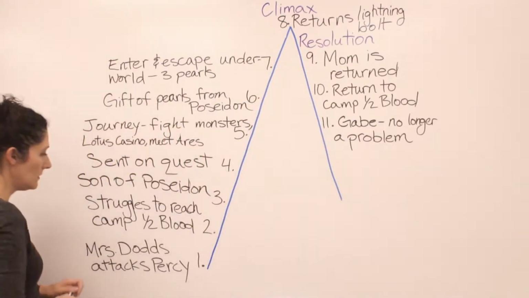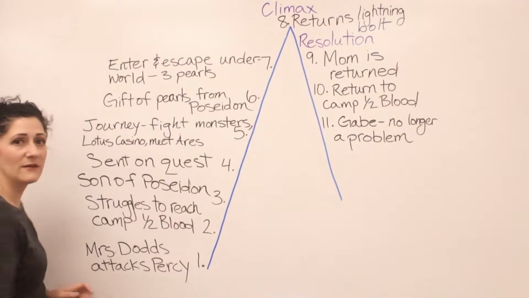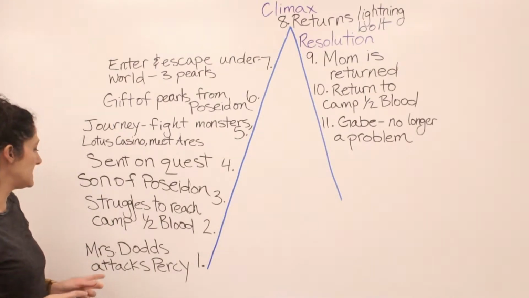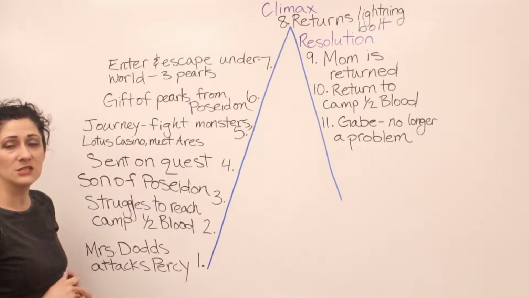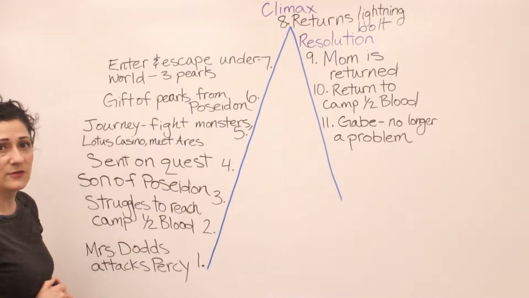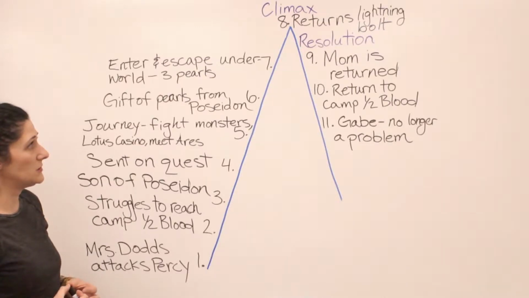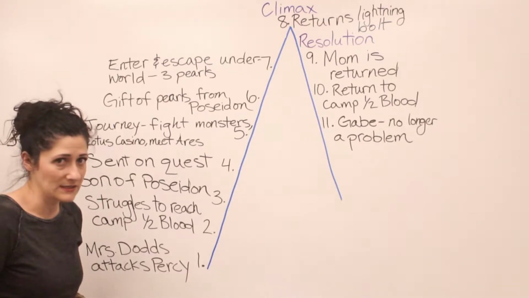So down here, number one, the first big event that happens in this book is that Percy is attacked by Mrs. Dodds. She turns out to be a fury sent from the underworld. So, just a reminder, you guys should be following along with me on this.